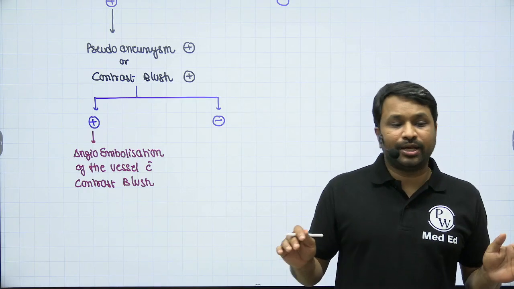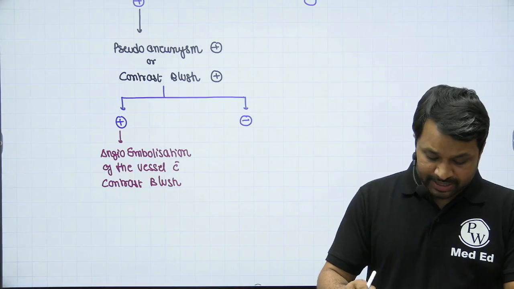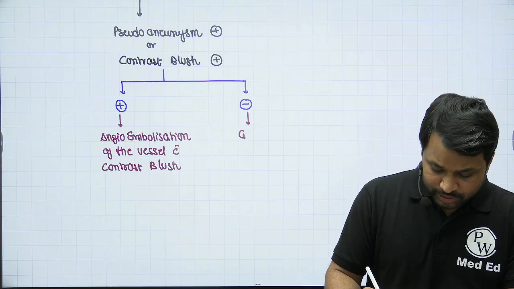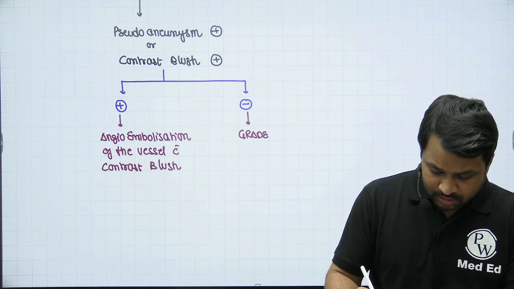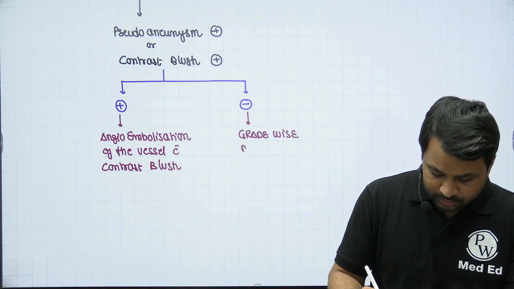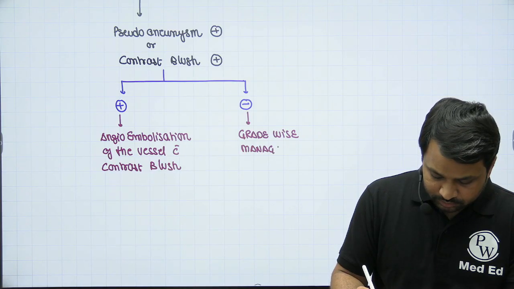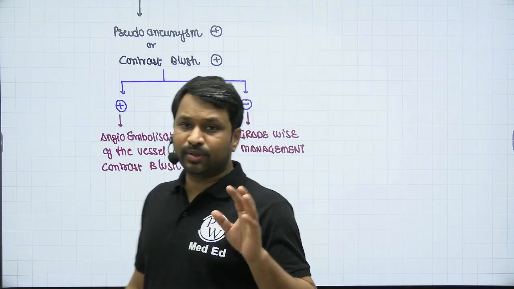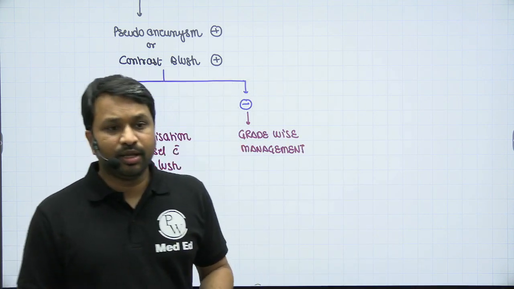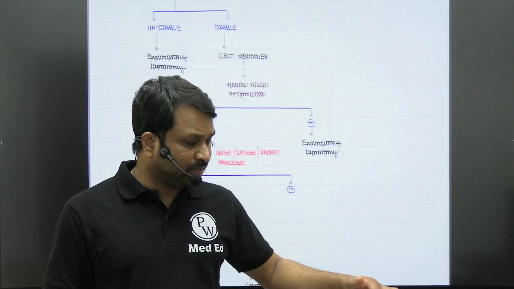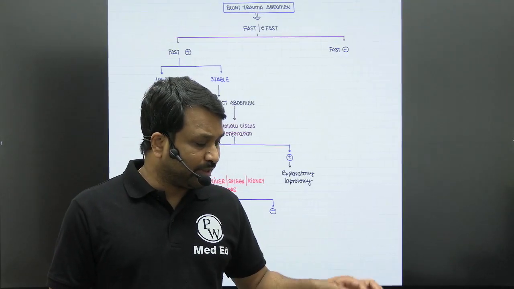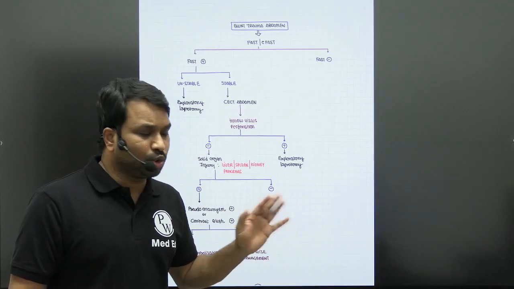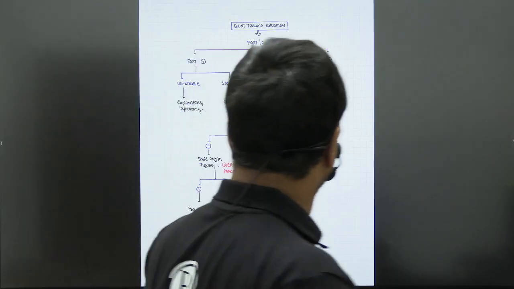If there is no pseudoaneurysm, if there is no contrast blush, then you are going to grade the injury. So here it is going to be a grade wise management, which we'll discuss in detail. Okay. So this is how you will address a patient with blunt trauma abdomen. So whenever a patient lands up to you, this is how the patient's assessment from start to end is going to be taken care of.